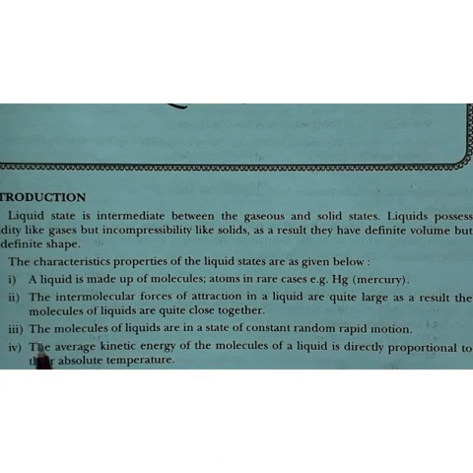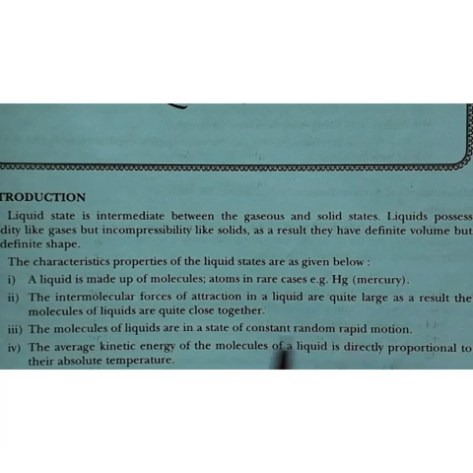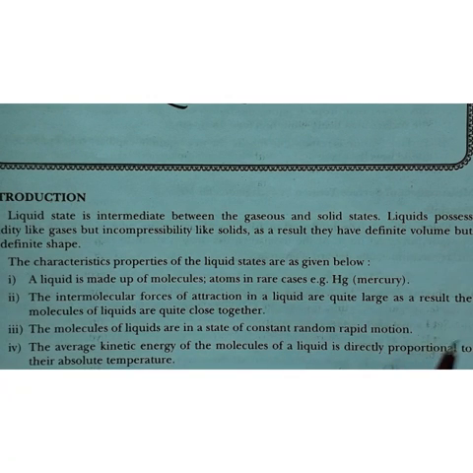Then the third point: the molecules of liquid are in a state of constant random rapid motion. They are not compact, they are not very close to each other, and that's why these molecules of liquid can freely move here and there. They are in constant, random and rapid motion. We can see the example of water. Ice is the solid state of water. Then liquid water is the liquid state, and water vapors are the gaseous state.